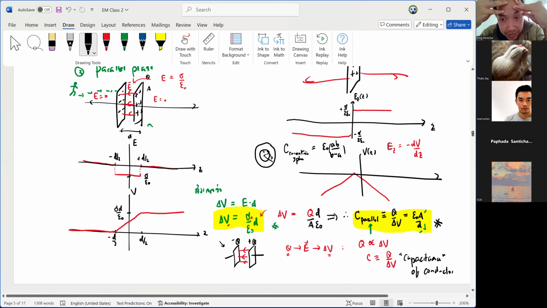Make sense? So it means that if I have just one sphere with radius A, the capacitance for the sphere will be as if the above formula, but take the limit as B goes to infinity. So it's going to be epsilon naught A. Make sense? So the larger the radius, the larger the capacitance. Okay. Does it make sense?